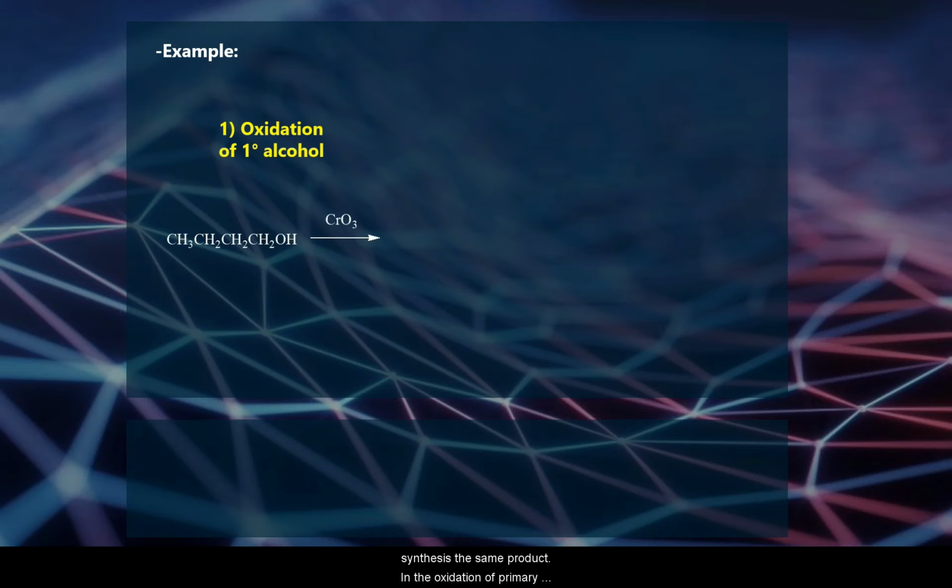Let's look into some examples. Based on these examples, I just want to show that different reactions can synthesize the same product. In the oxidation of primary alcohol, when butanol reacts with excess chromium trioxide, it will oxidize alcohol into aldehyde. And further reaction will oxidize the aldehyde into carboxylic acid. Final product, it will form butanoic acid.